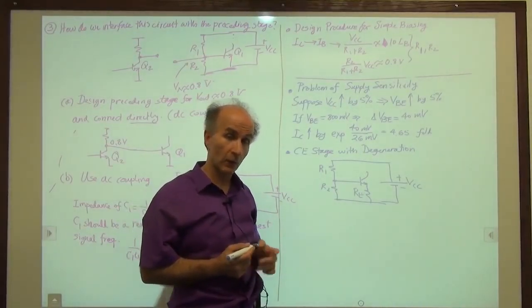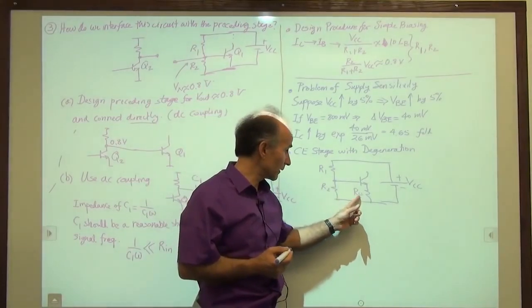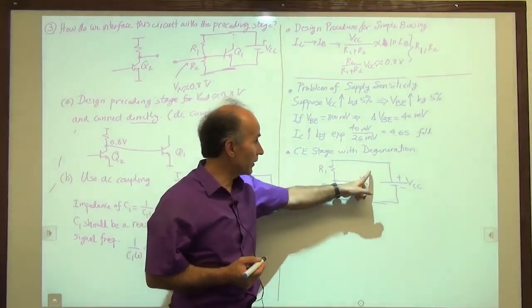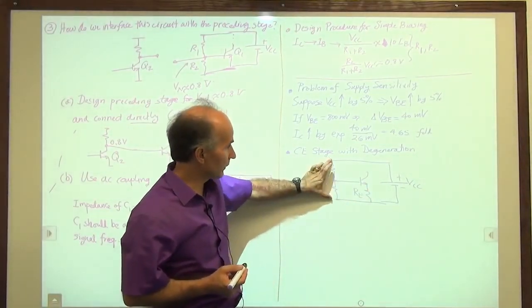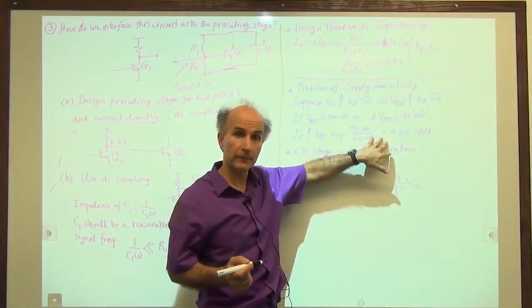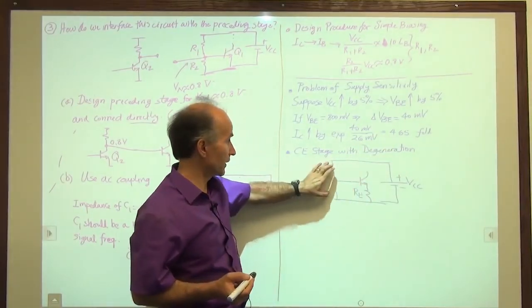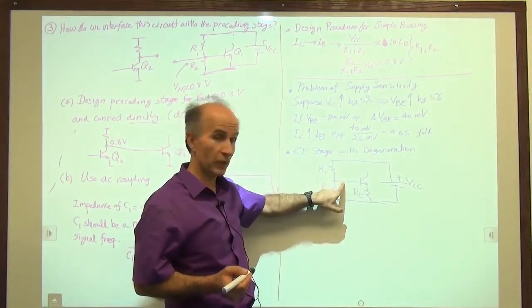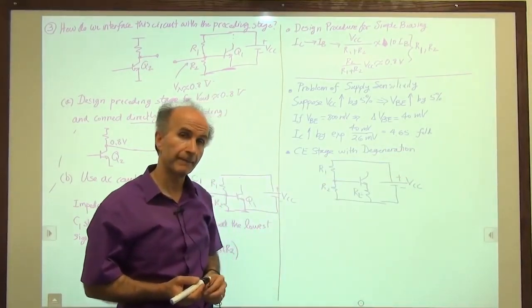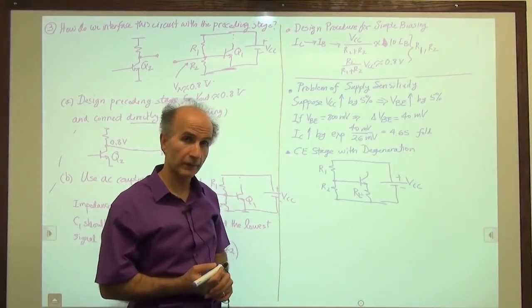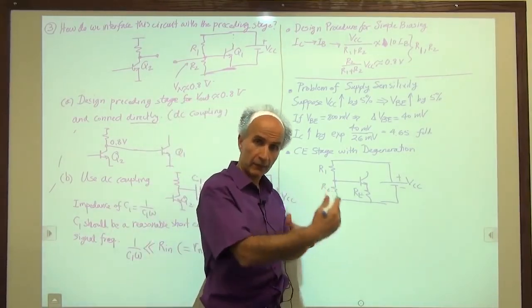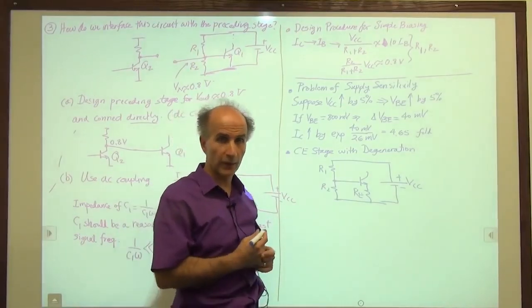So we want to prove that if we have a degeneration resistor in the emitter, then the change in the bias current as a result of the change in the supply voltage is less than what we calculated before. For example, if the supply changes by 5%, and this voltage changes by 5%, the collector current will not change by a factor of 4.65. It will change by a much lesser amount. So that's what we would like to prove. And we have to go through some steps of calculations and analysis to prove that, and then we'll see how that comes about.